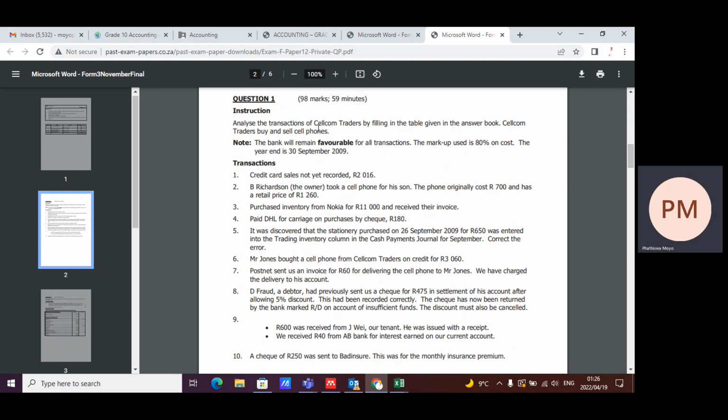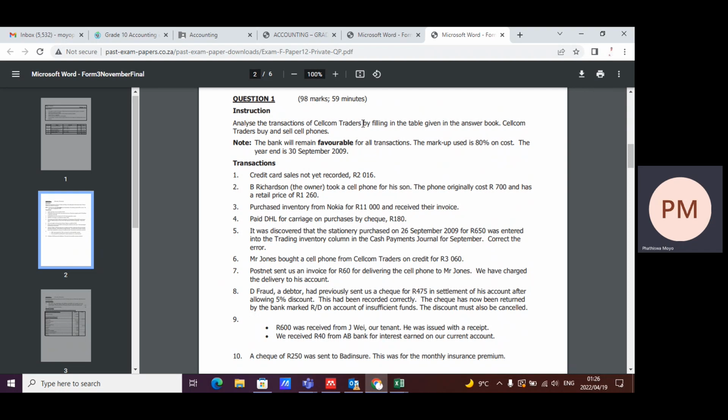So it says here, analyze the transactions of Celcom traders by filling in the table given in the answer book. So I did say this is not my work. I didn't develop this question paper. I got it from past papers. So please download it also as a student and practice. It's a good resource. I need to give credit to whom it's due. Okay, analyze the transactions for Celcom traders by filling in the table given in the answer book.